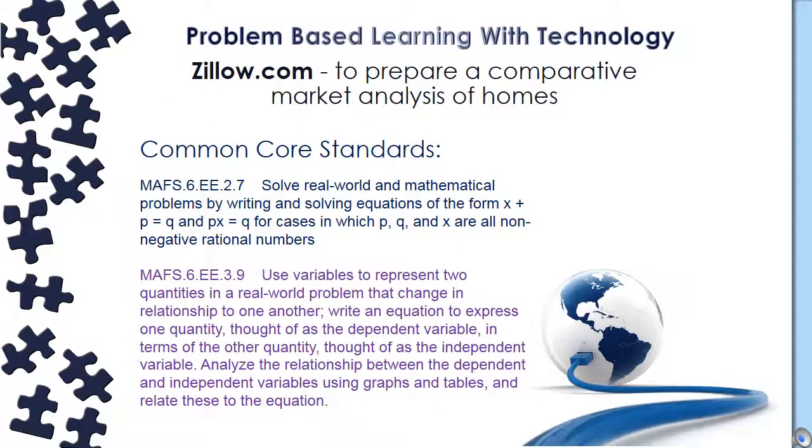The Common Core standards for the Zillow.com lesson are to solve real-world and mathematical problems by writing and solving equations of the form x plus p equals q or px equals q, for cases in which p, q, and x are all non-negative rational numbers. The second standard is to use variables to represent two quantities in a real-world problem that change in relationship to one another. Write an equation to express one quantity, thought of as the dependent variable, in terms of the other quantity, thought of as the independent variable. Analyze the relationship between the dependent and independent variables using graphs, tables, and equations.